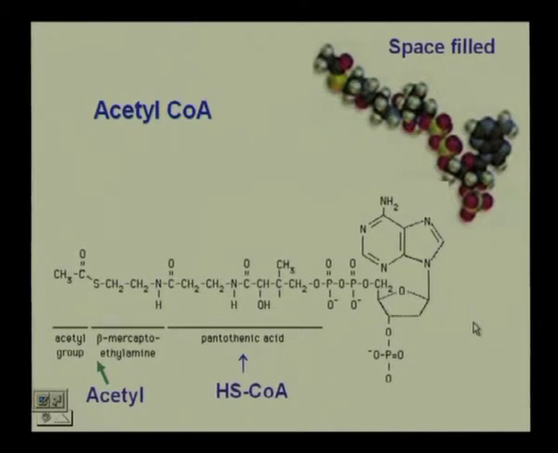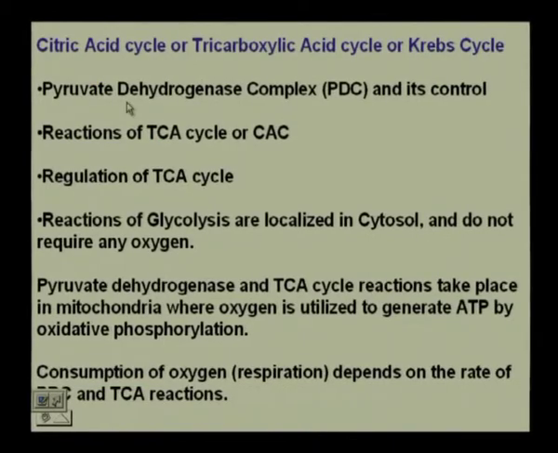What part is this? Adenine. We have a phospho part here also. You have to go check it up. So, this is acetyl coenzyme A. Now, what do we have here?